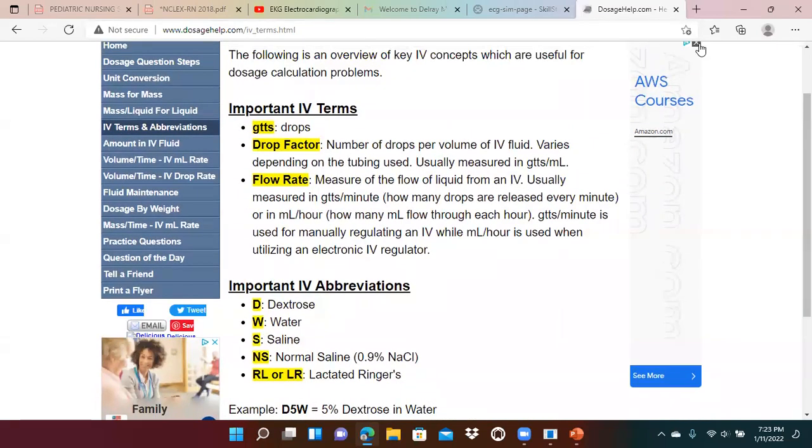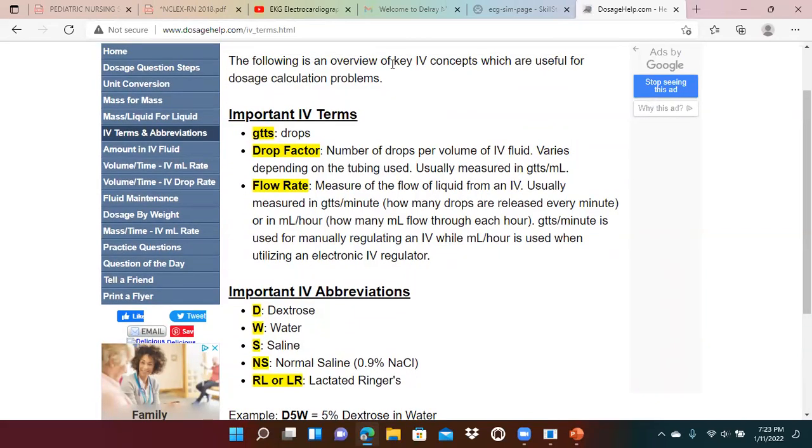So this terminology, we will learn the following overview of the key IV concepts which are useful for these calculation problems. So GTT means drops. Drop factor means the number of drops per volume of IV fluid. It varies and depends on the tubing used, usually measured by GTT per ml. Flow rate is the measure of the flow of fluid from an IV, usually measured in GTT per minute, so how many drops are released every minute, or in ml per hour, how many ml flow through each hour.